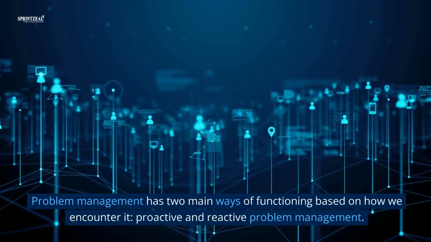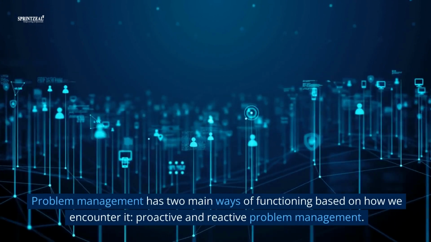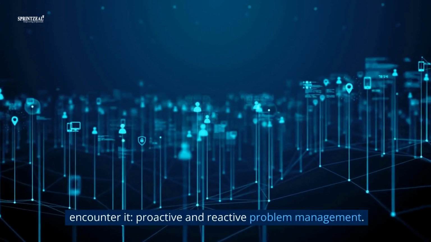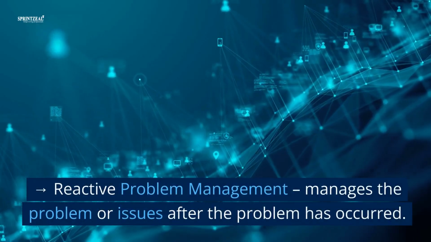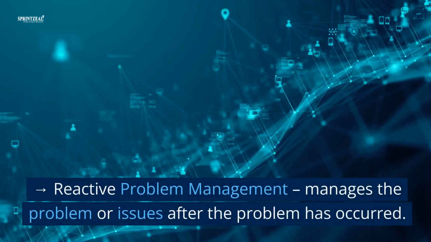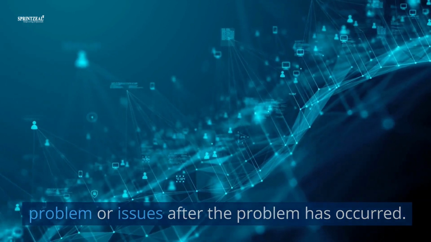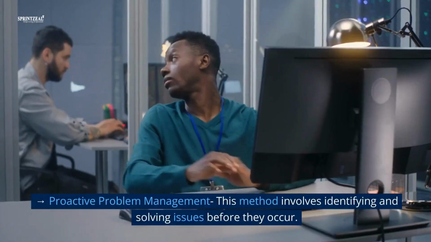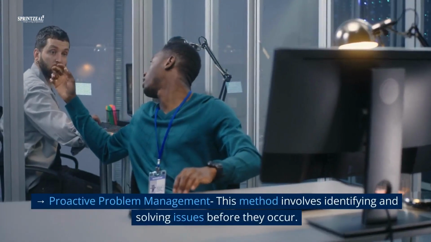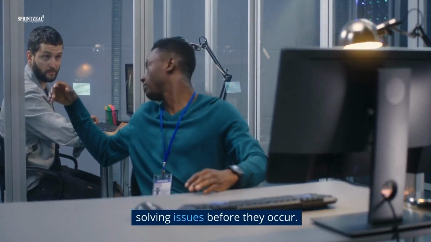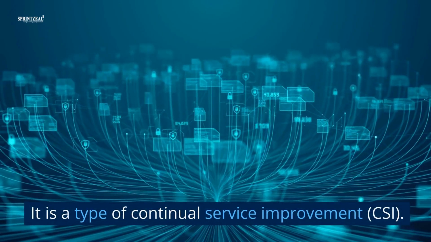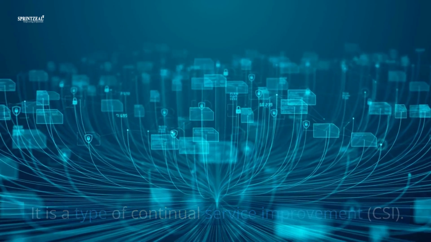Problem management has two main ways of functioning based on how we encounter it: proactive and reactive problem management. Reactive problem management manages the problem or issues after the problem has occurred. Proactive problem management: this method involves identifying and solving issues before they occur. It is a type of continual service improvement, CSI.